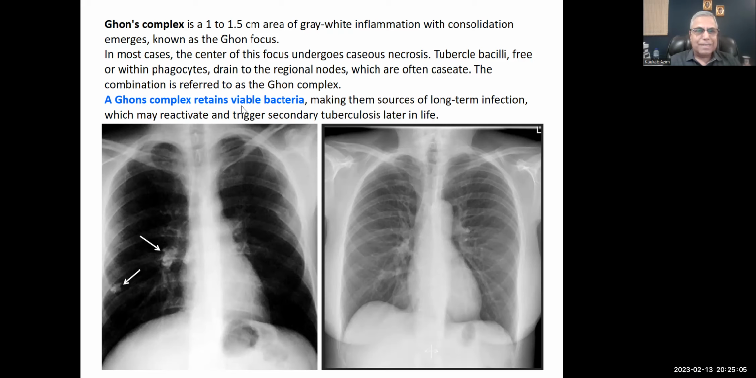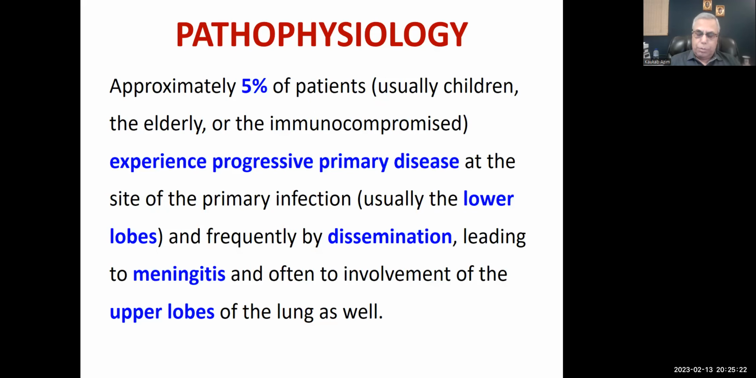And a Ghon complex retains viable bacteria, making them sources of long-term infection. So that is why Ghon complex is important. But again, it is the radiologist who will inform us whether the Ghon complex is present or not. So 90% will not develop signs and symptoms. 5% of patients, usually children, elderly, or the immunocompromised, experience progressive primary disease at the site of primary infection, which are usually the lower lobes, and dissemination.